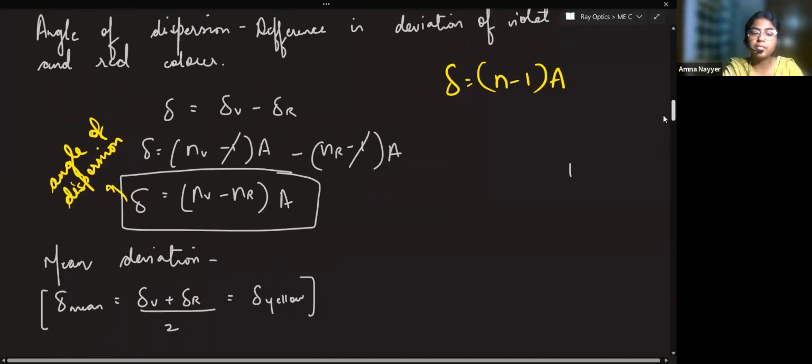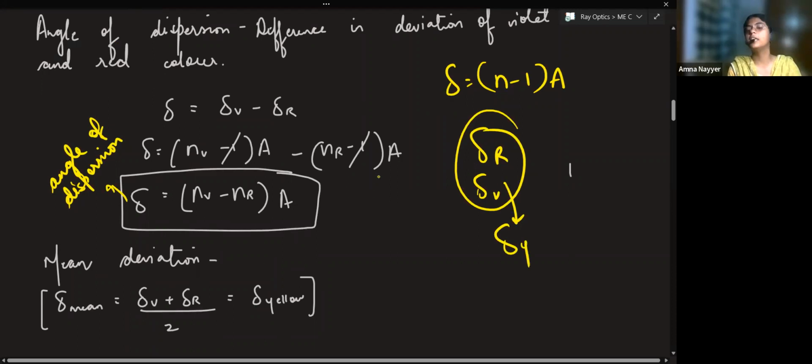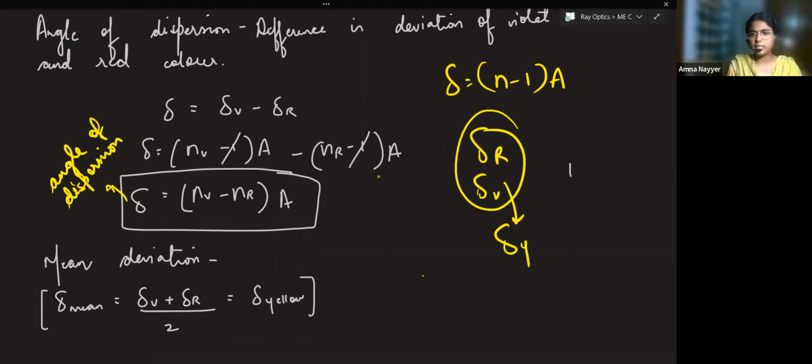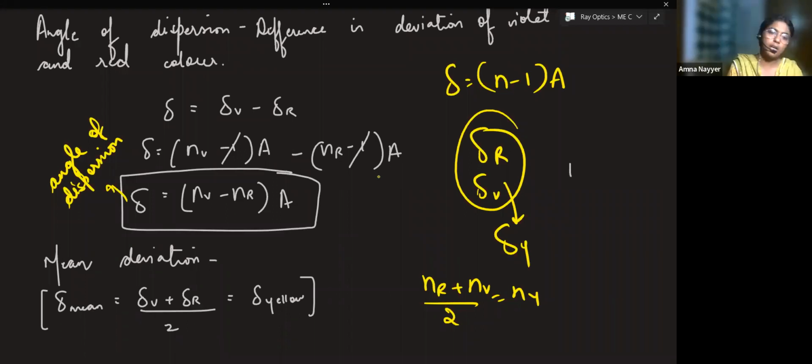Mean deviation: we have obtained the angle of deviation for red and violet, two values, one for red and one for violet. If I take their mean value, I get the angle of deviation for yellow color. Even if you take the refractive index of red plus the refractive index of violet by 2, you get the refractive index of yellow color. For the angle of deviation, you have the same thing. So the angle of deviation of violet plus the angle of deviation of red divided by 2, that is the mean value, will give you the mean deviation.